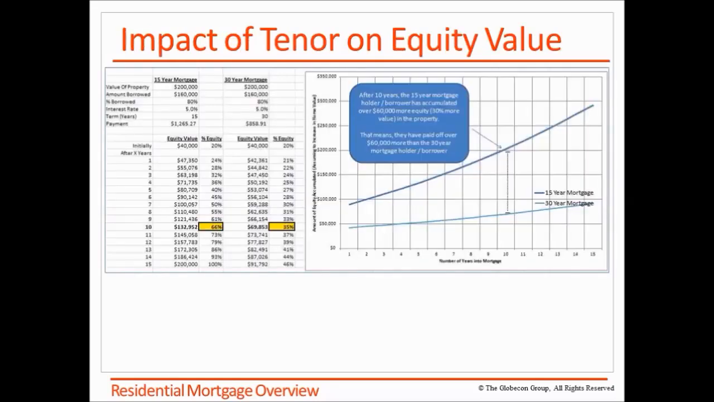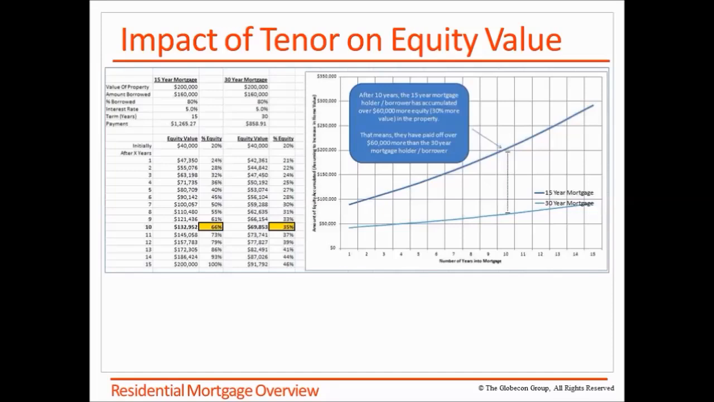So let's look at the impact of term or tenor on equity value. On our example on the left-hand side, we have a 30-year mortgage and a 15-year mortgage. For our example here, the value of the property is $200,000. They put $40,000, or 20%, down, and they owe $160,000. Now, we have an interest rate of 5% for a 15 or 30-year term.